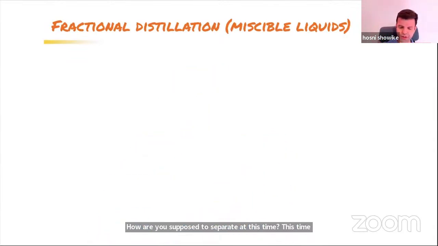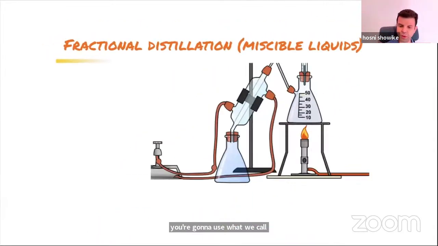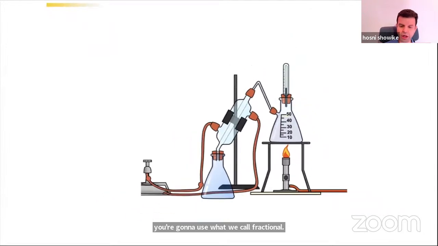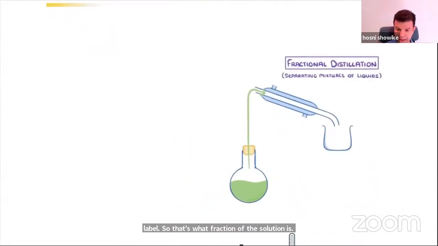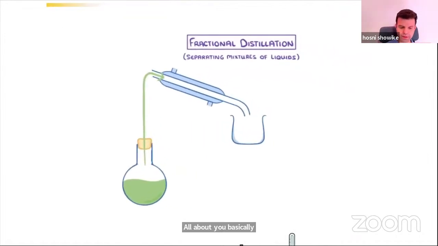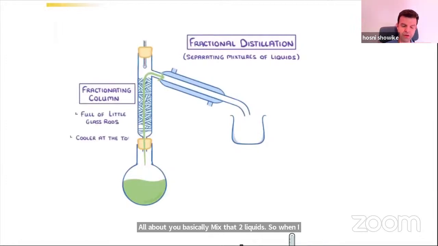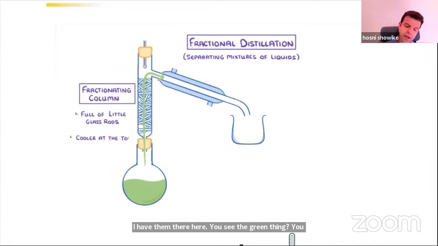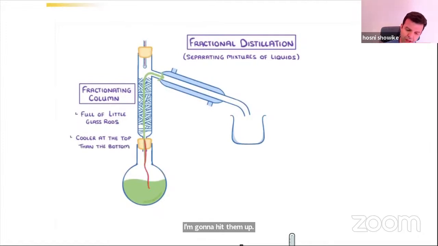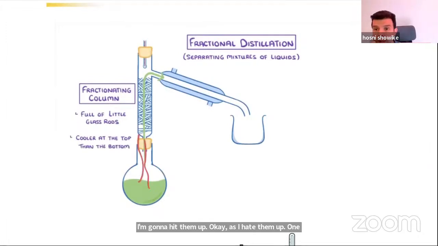Let me show you fractional distillation and then we label. So that's what fractional distillation is all about. You basically mix the two liquids. Where I have the two liquids, you see the green thing? Here I have two liquids. And what am I going to do here? I'm going to heat them up. As I heat them up, one of them, the one that has the low boiling point, will go up first.